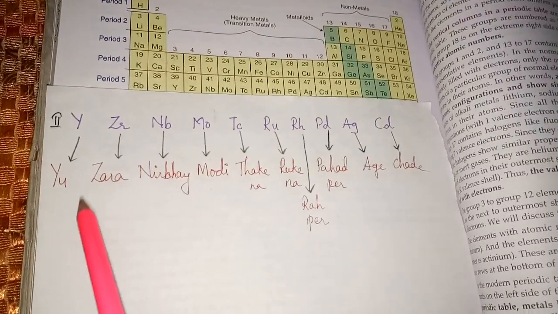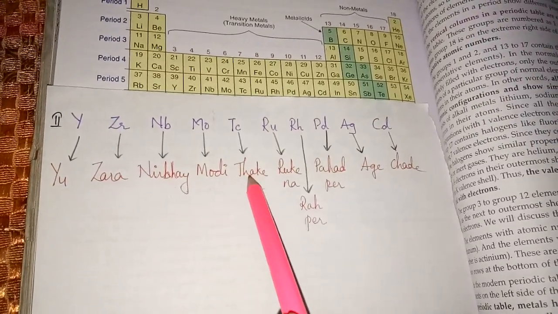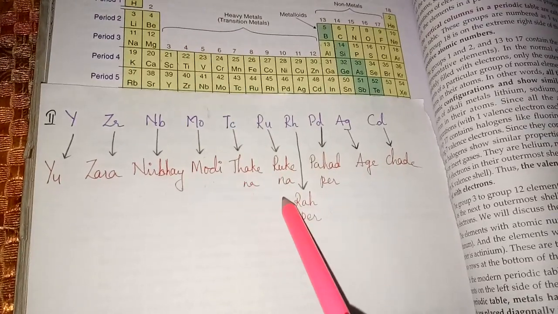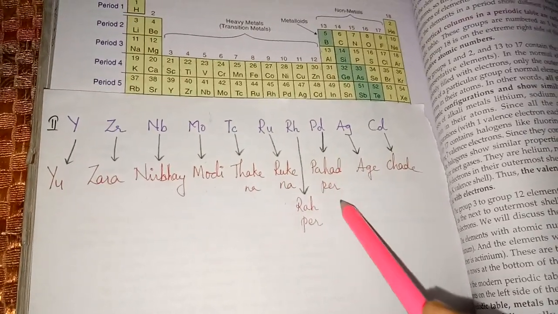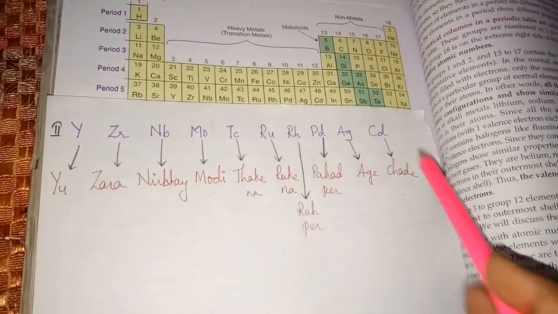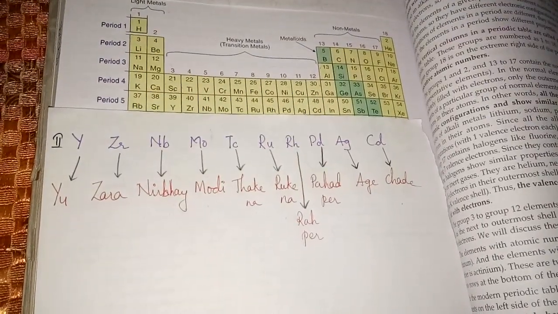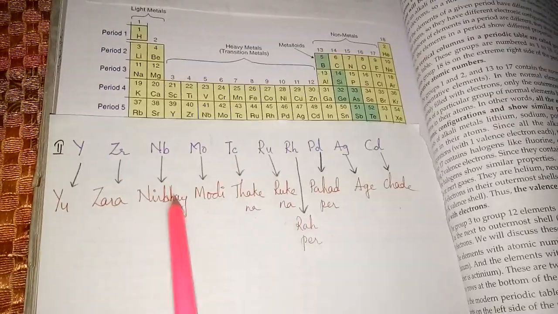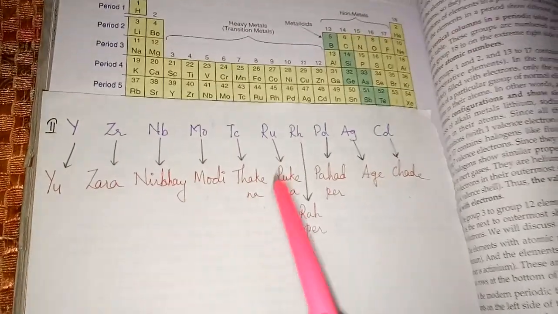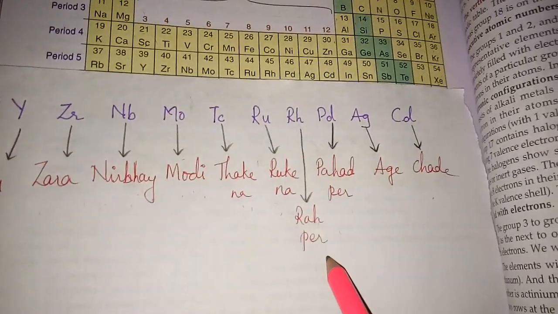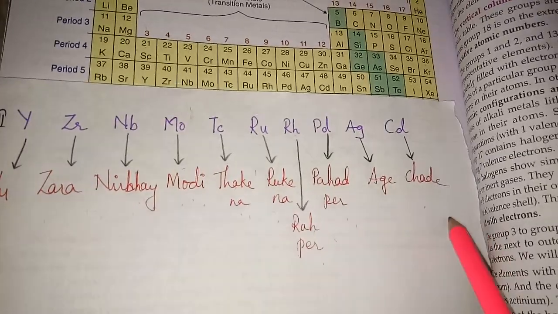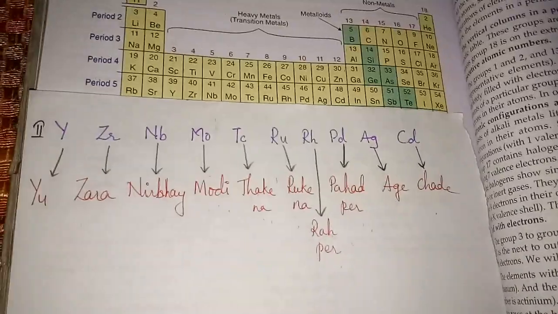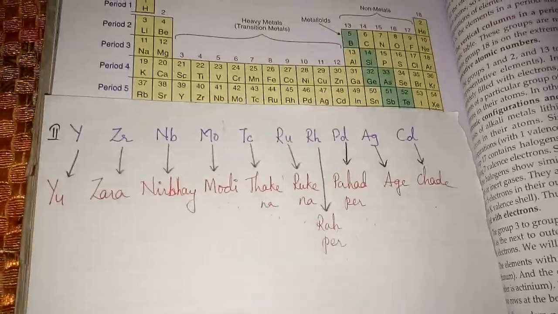Okay. You zara Nirbhay Modi, thake na, ruke na, raha par, pahad par aage chade. You know we have a very dynamic Prime Minister in our country. So, you zara Nirbhay Modi, thake na, ruke na, raha par, pahad par aage chadhe. Is it clear? The second series is clear.